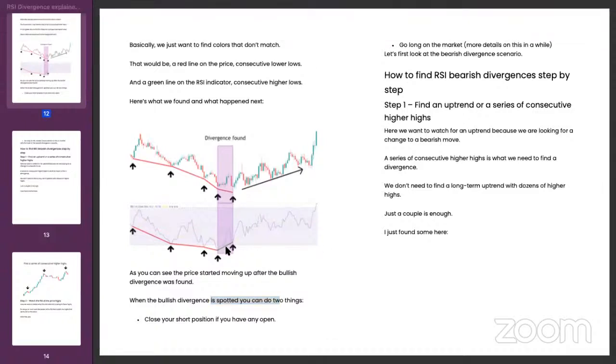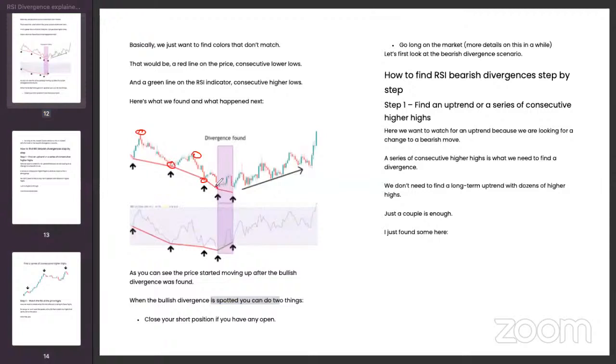So now here, that's where you make your entry. As you can see, the price started moving up after the bullish divergence was formed. When the bullish divergence is spotted, 2 things. 1, close your short position if it was open. What do we mean by closing your short position? I told you when I started these calls that a short is when you predict the market to be going down. For example, imagine you had predicted that this coin is going to continue going down, continue going down, continue going down.